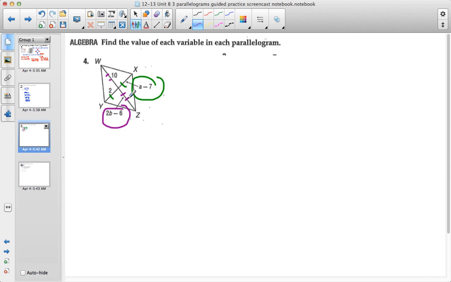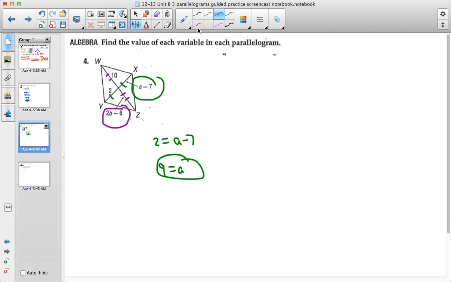So I want you to draw on your paper, draw the parallelogram, draw the markings, draw all of that so that you know what you're referring to. Okay, and if you need to pause the video to do that, that's fine. So because they're congruent, we know that 2 equals A minus 7. So I just add 7 to both sides, so A equals 9.